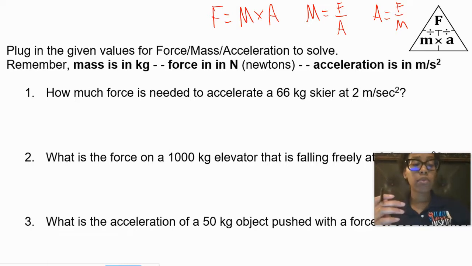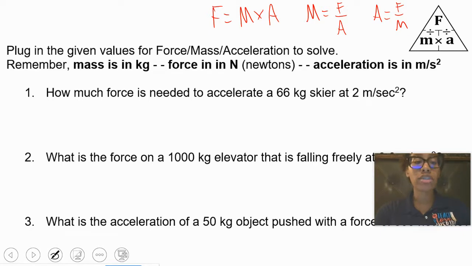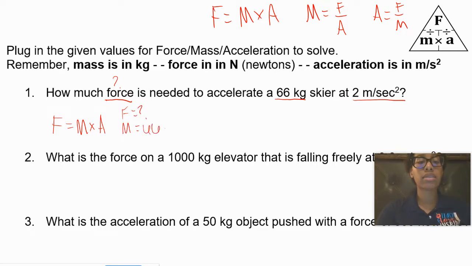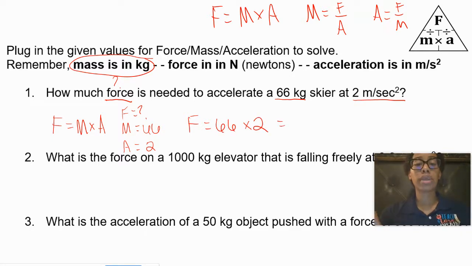Okay. So for number one, it says how much force is needed to accelerate a 66 kilogram skier at 2 meters per second squared. Well, I'm looking for force. So my formula is F equals M times A. You must write the formula first. And I'm looking for force, so that's a question mark. For force, I don't know what that is. But I know that my mass is 66, where mass is in kilograms, and I know that my acceleration is 2. Okay, so now I'm going to move forward to plugging in my variables. You must do it just like this with your steps. Okay, so F is equal to 66 times 2, and that is going to be measured in newtons.